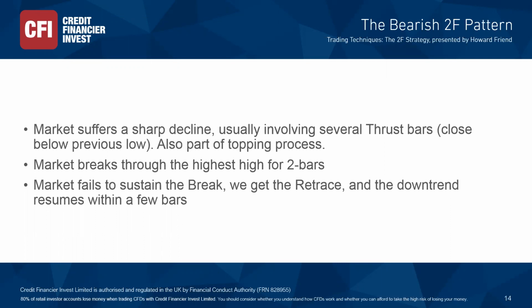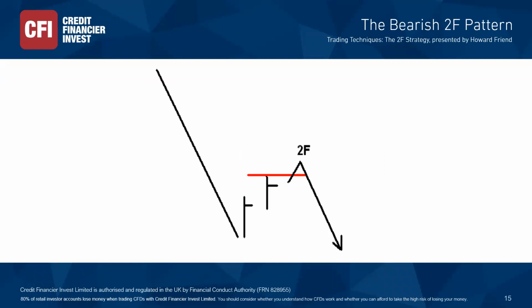So the setup forms like this. The market breaks through the highest high for the last two bars, fails to sustain that break, then we start to get the retrace to the downside, and then we're looking for the downtrend to resume within a few bars.